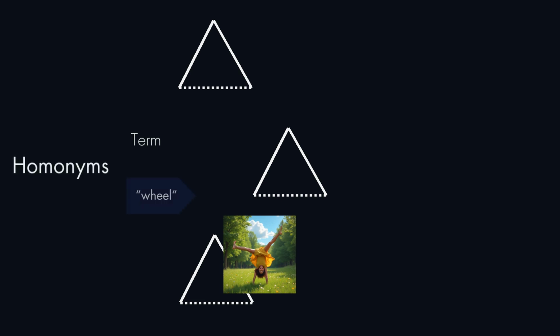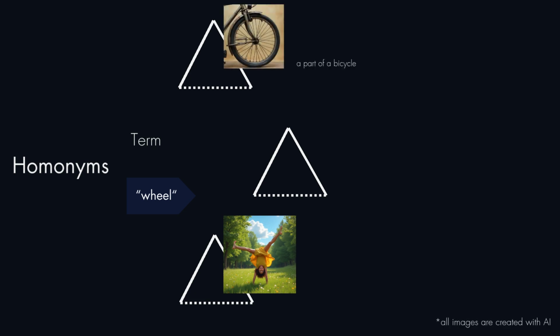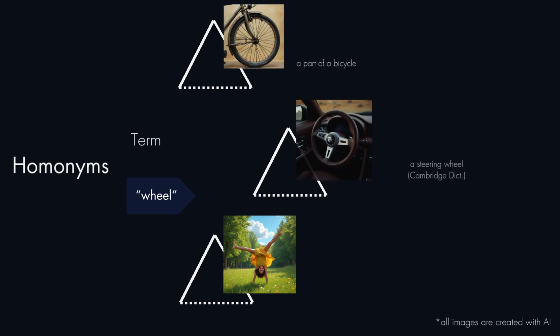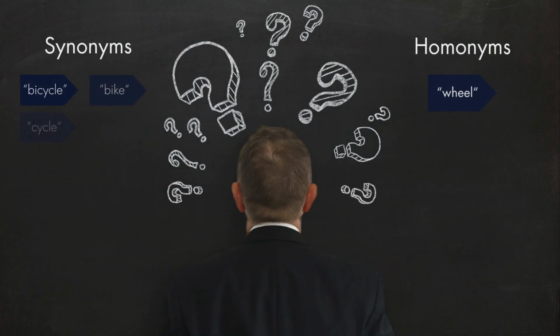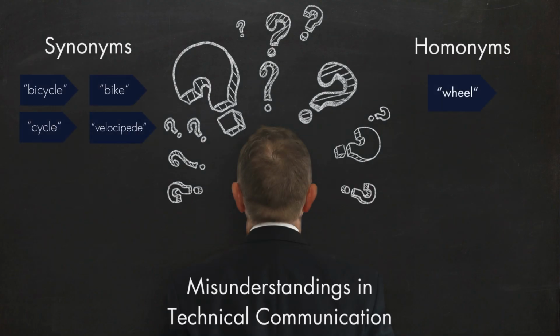Consider the word wheel, for example. It can refer to either a part of a bicycle or a steering wheel in a car. This example shows that the meaning of a term is not always clear. Synonyms and homonyms often cause misunderstandings or errors in communication.